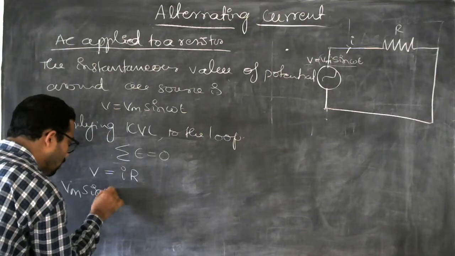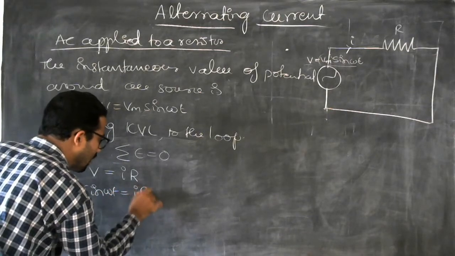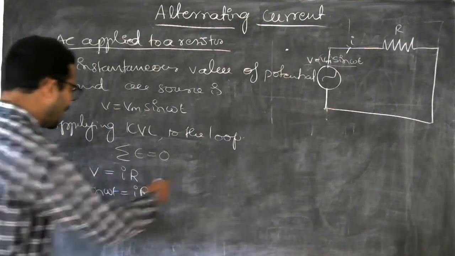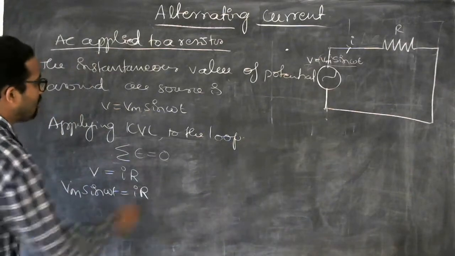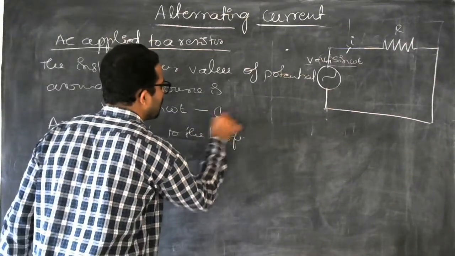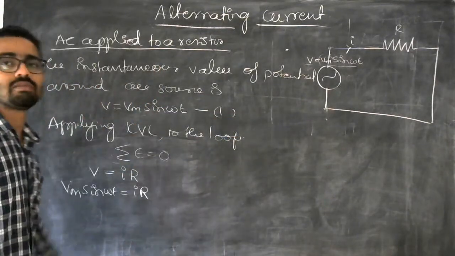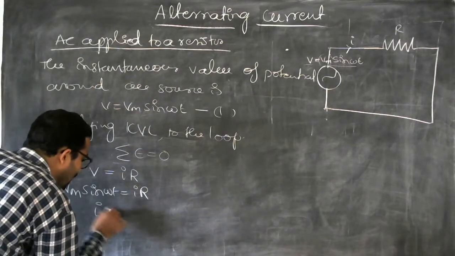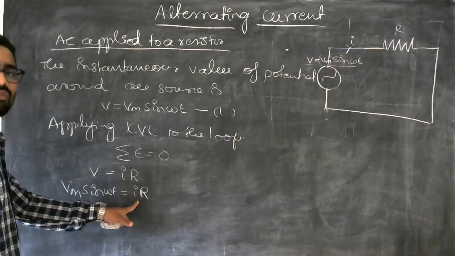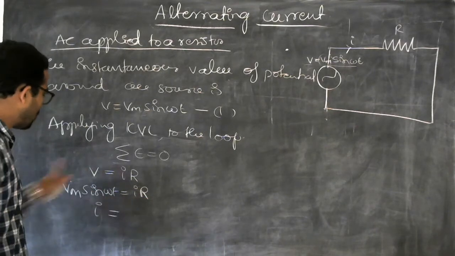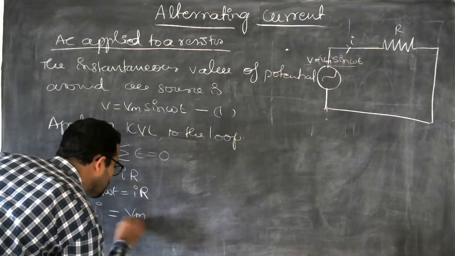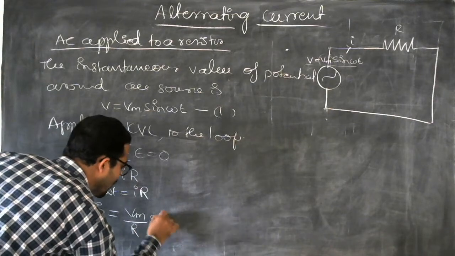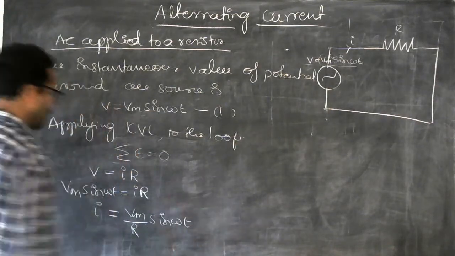V is equal to Vm sin omega t is equal to I into R. Let's rearrange. Already we found the value of V, that is V is equal to Vm sin omega t. This is the value of voltage. And let's write the value of I here. We wanted to find the value of I. Take the R to the other side, which becomes Vm by R sin omega t.